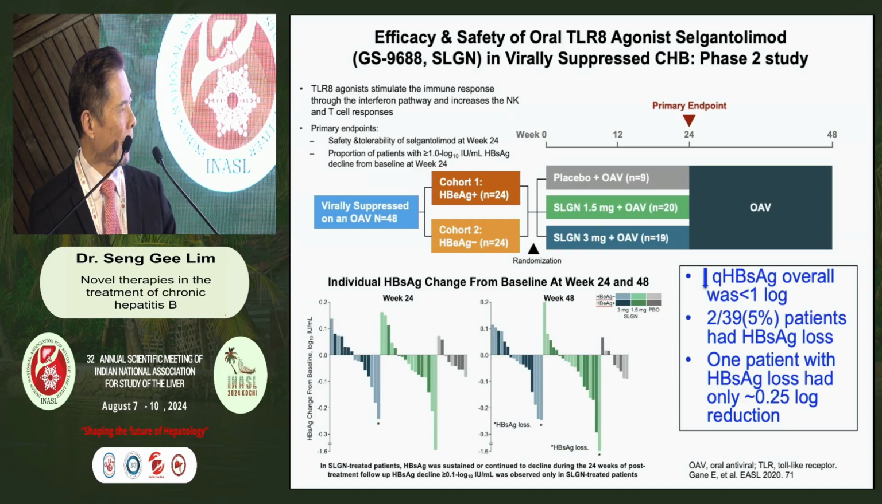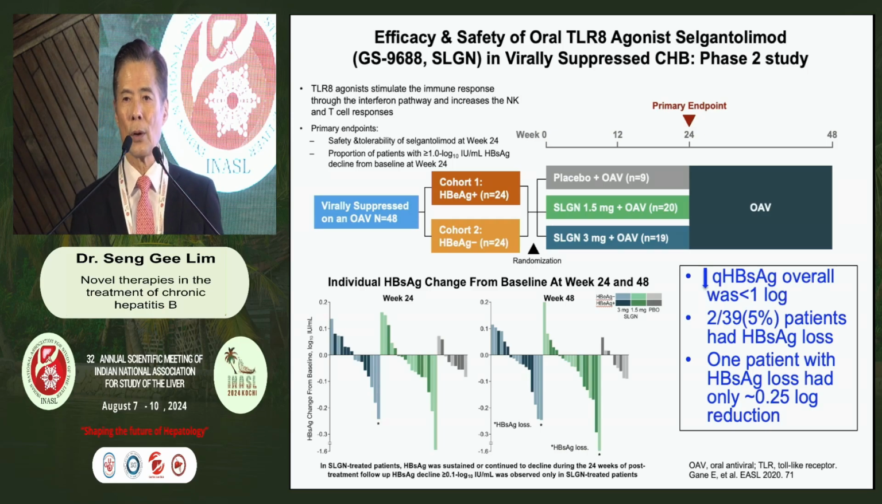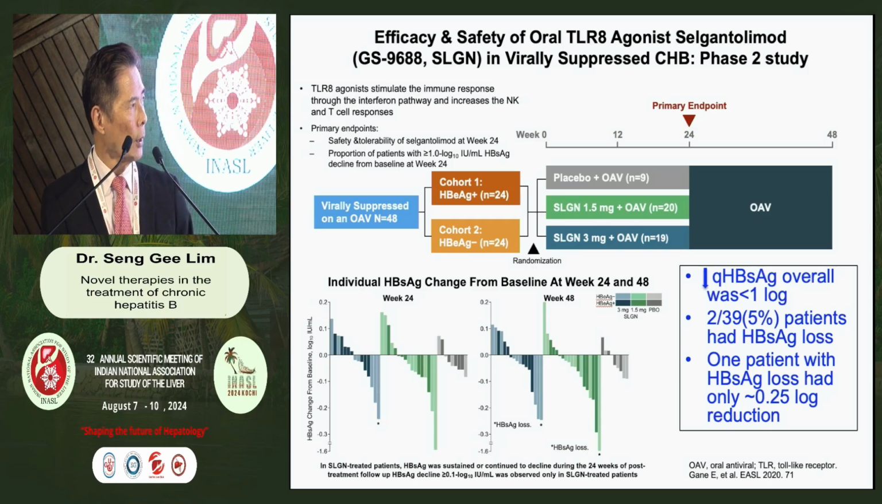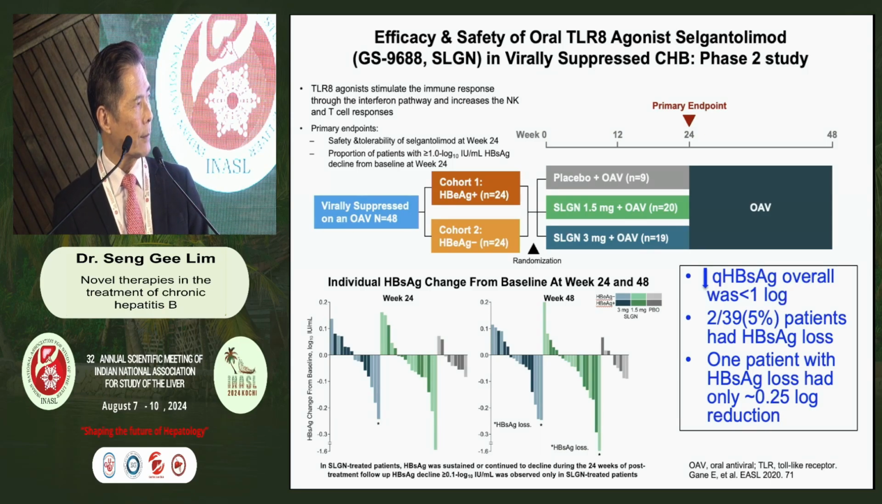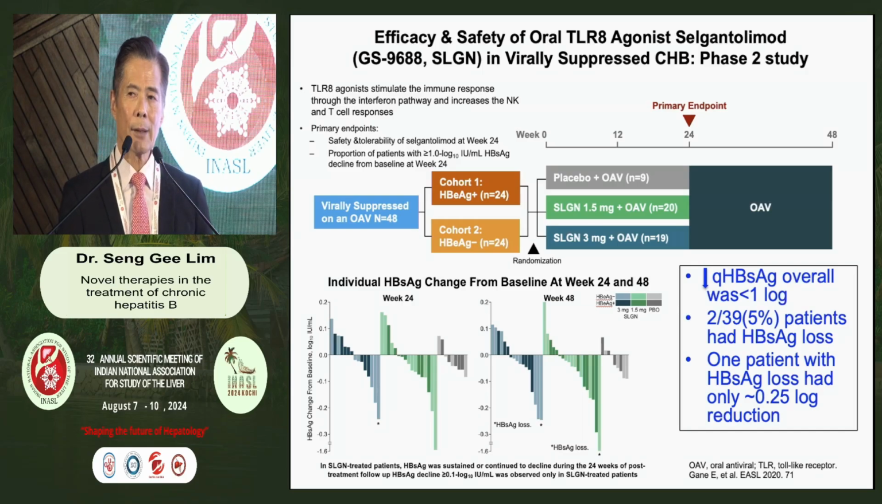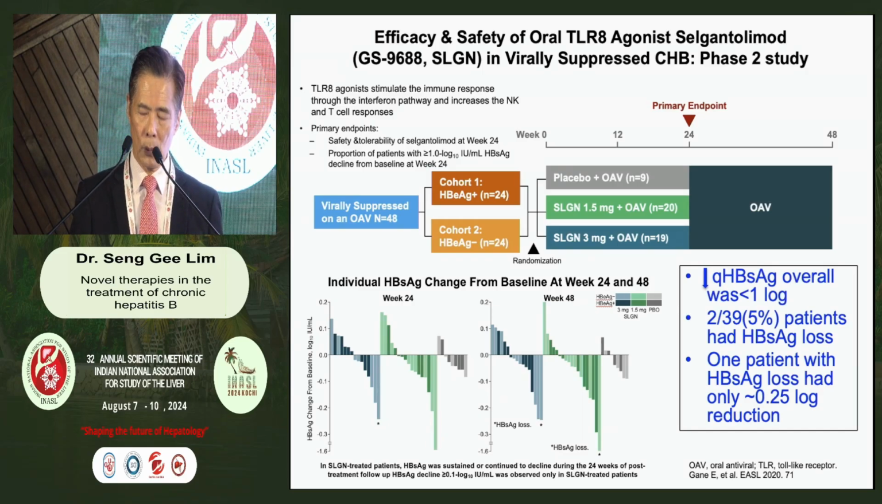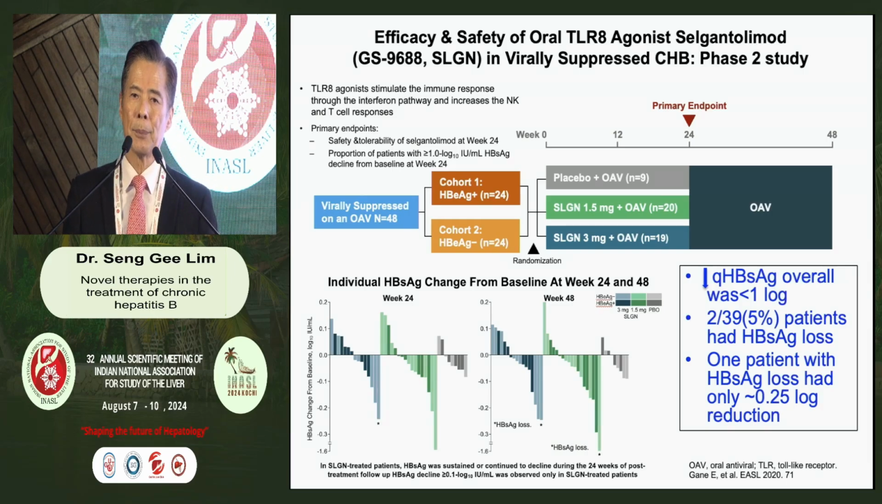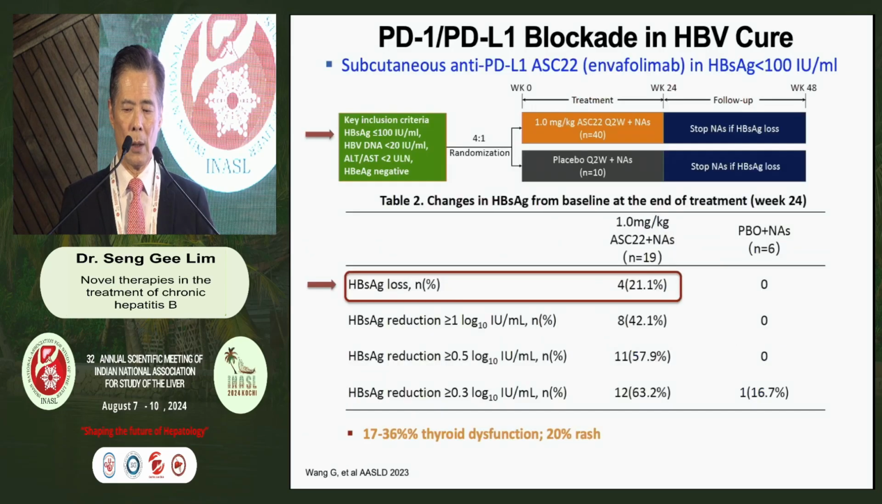But if you look at the scale here, the response rate is less than 0.5 log in terms of S antigen reduction. So even though two patients had S antigen loss of 5%, the actual reduction in S antigen levels were actually relatively small. In fact, when you look at the paper, there was no significant reduction in S antigen levels on these two drugs.